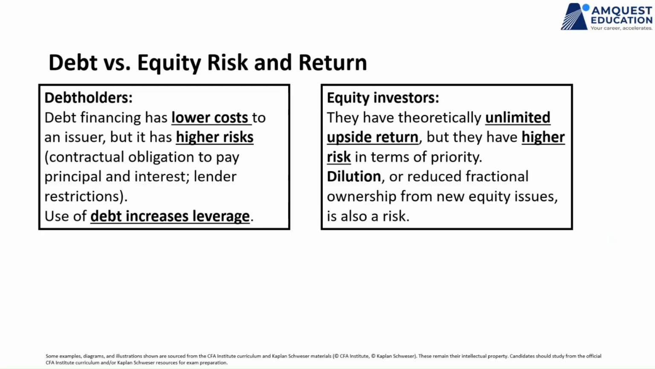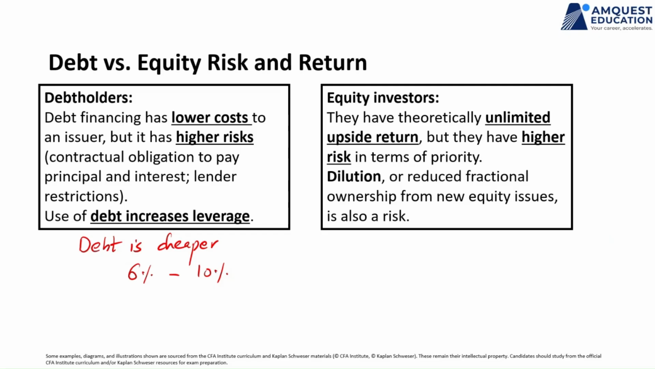So their risk and return: debt financing has lower cost to an issuer, but it has higher risk. Contractual obligations to pay principal and interest, lender restrictions. So the idea is debt is cheaper. When I say debt is cheaper, if you go and borrow money from a bank, the bank can offer you money at a very nominal rate. Like in the US, you can get loans for 6%, 7%, 8%, 9%, 10%. You can get loans between this rate.